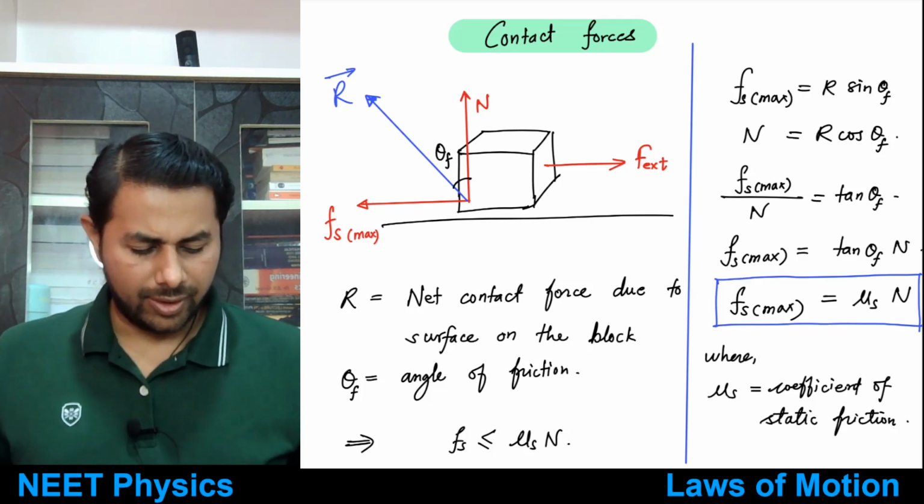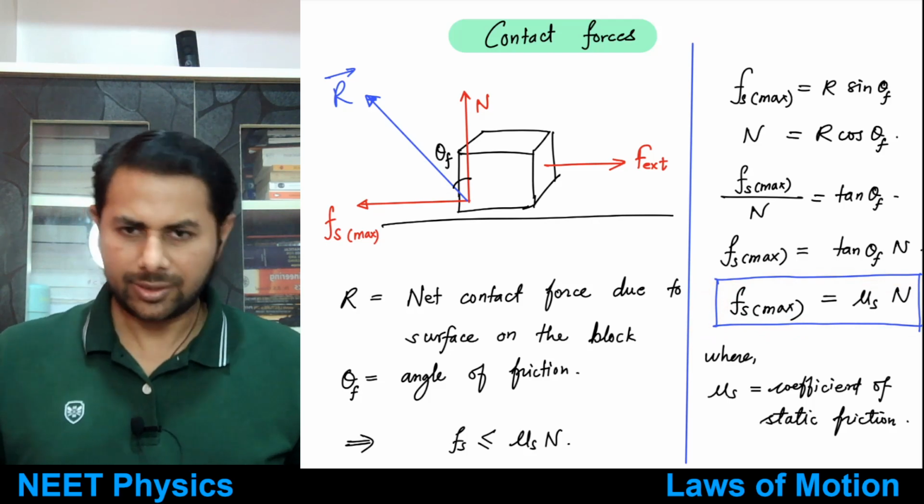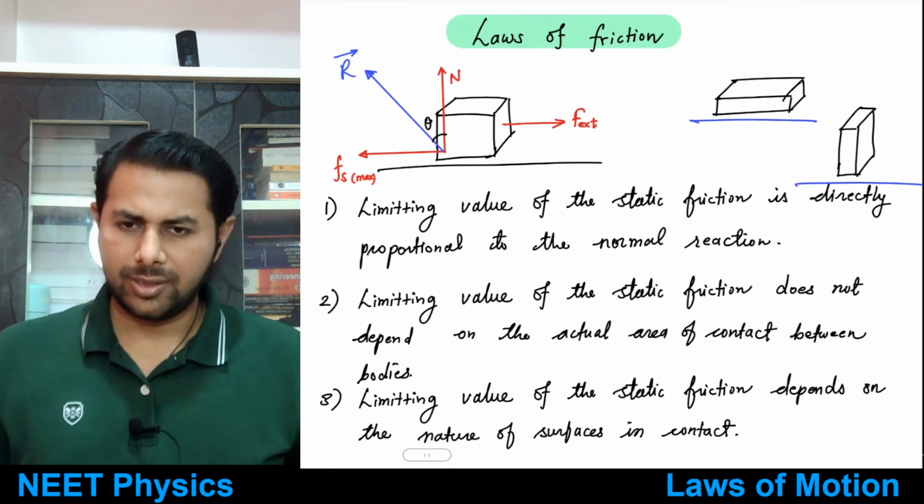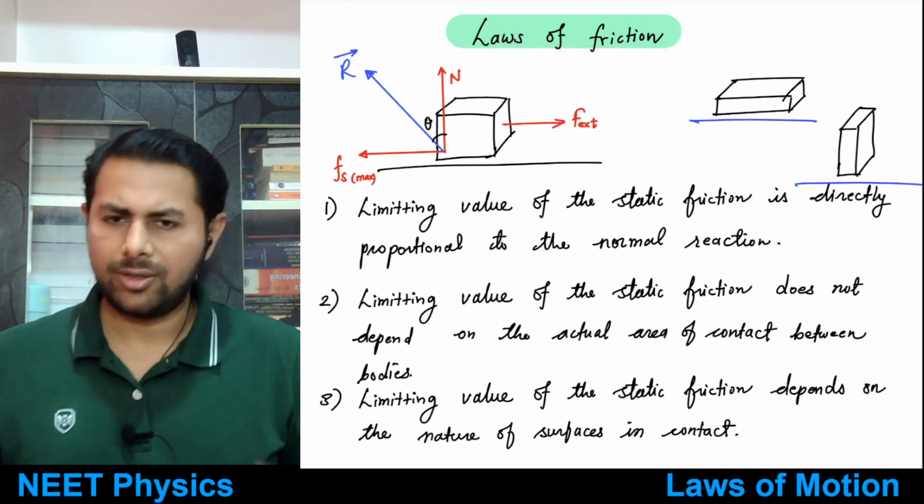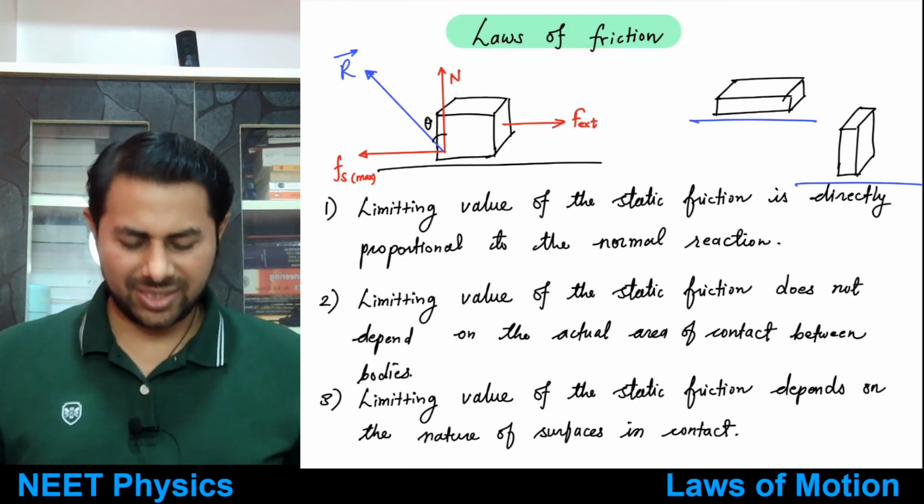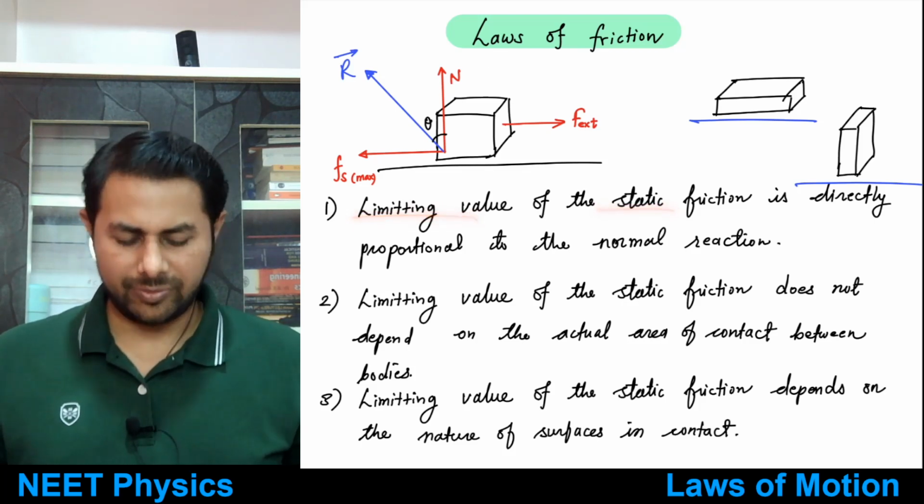Alright, good. So Fs max is equal to mu s multiplied by normal reaction. We need to remember this. And then there are certain laws of friction, laws of static friction, laws of kinetic friction also. So let's see them.